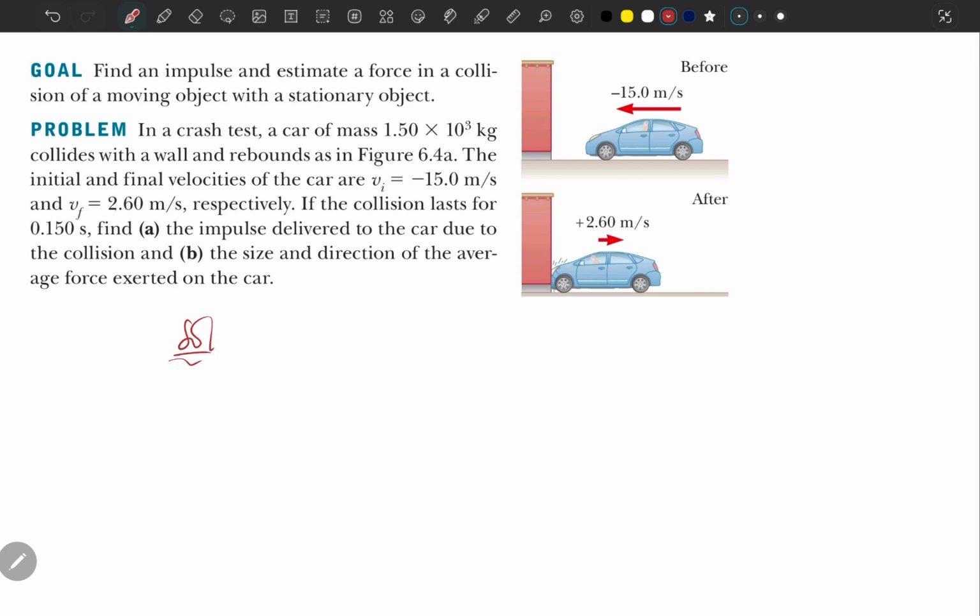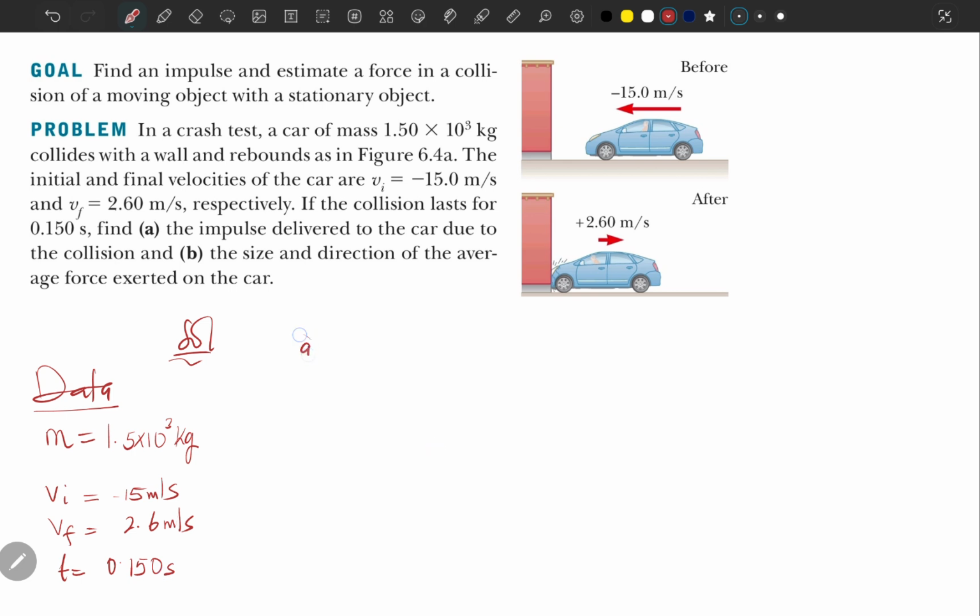All right, so first of all, let's collect our data here. We have the mass of the car as 1.5 times 10 to the power 3 kilograms. We also have the initial velocity, which is negative 15, and the final velocity, 2.6. We also have the time taken, 0.150 seconds. So this is what we have.